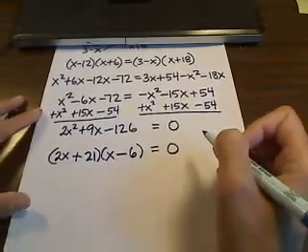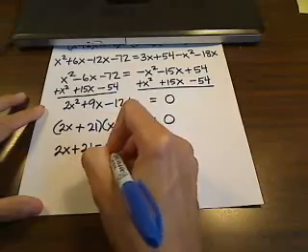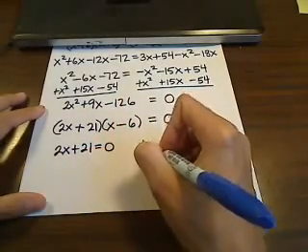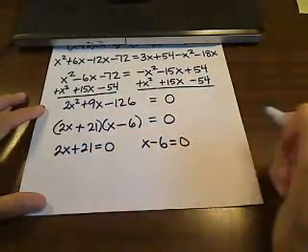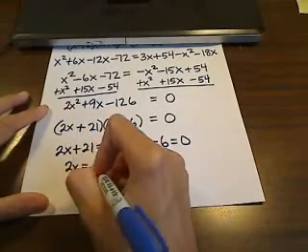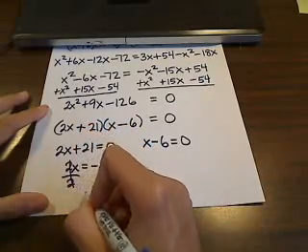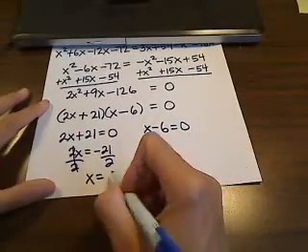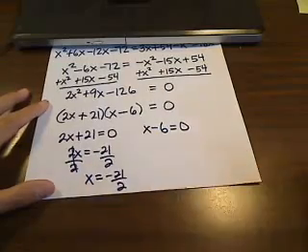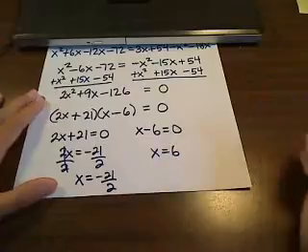So that works. So I'm going to set each of these pieces to 0: 2x plus 21 to 0, and x minus 6 to 0. Okay, so subtract your 21, 2x equals negative 21, and then divide by 2. So x equals negative 21 over 2 is a possible solution. Over here, when I add 6, I get x equals 6.